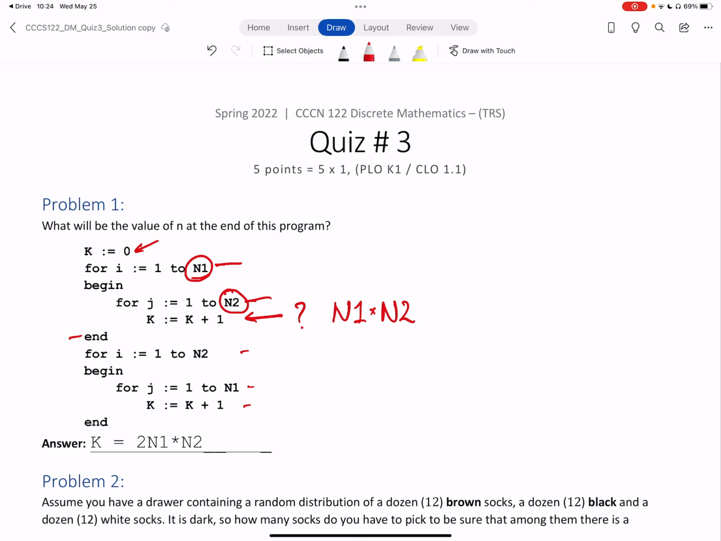And after we get out of these two nested loops, we see another two nested loops. Now, in this one, the outer loop runs n2 times, the inner loop runs n1 times. It doesn't really matter in which order this happens, because what's happening on the inside is still the same. We're incrementing the value of k by 1, which means we get to this line of code n2 times n1 times, which is the same as the first set of nested loops, which means in total the value of k will be 2 times n1 times n2.